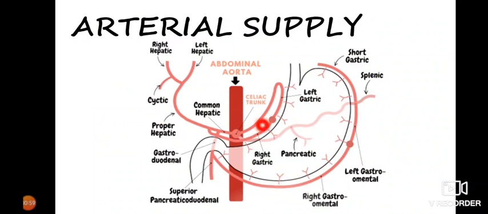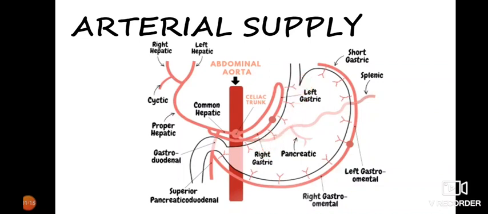The left gastric artery reaches the cardiac end of the stomach and runs downwards along the lesser curvature. It ends by anastomosing with the right gastric artery. It gives off 2 to 3 esophageal branches at the cardiac end and numerous gastric branches along the lesser curvature.